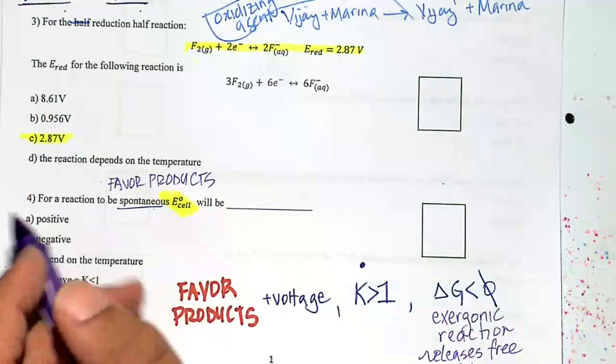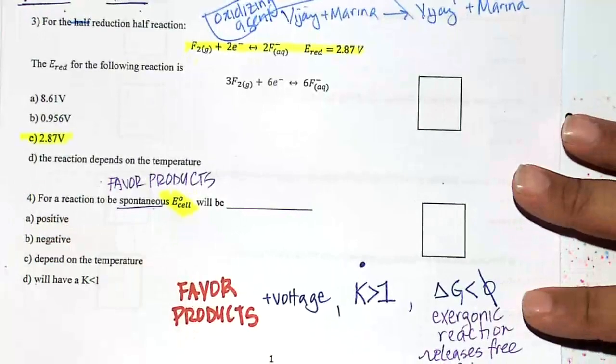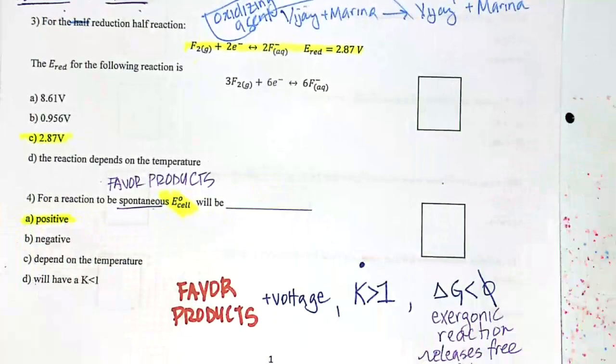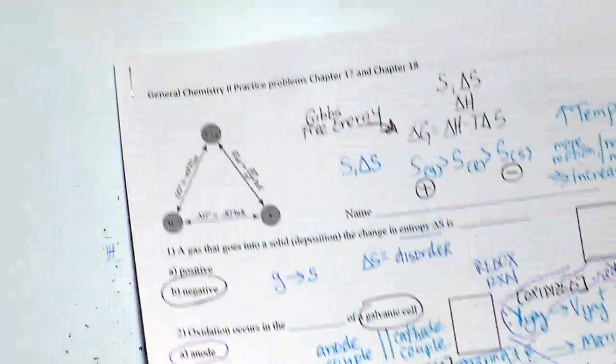So what's the answer to this question? For a reaction to be spontaneous, E cell will be what? Positive, negative? Depend on the temperature? We'll have a K less than 1. What do you guys think? It will be positive voltage. Okay, positive voltage. That's the only way you can get an electrochemical reaction, the only way you can get a redox reaction to go to the product side.